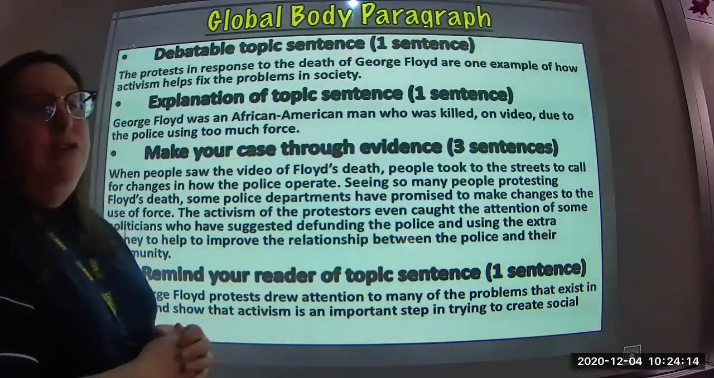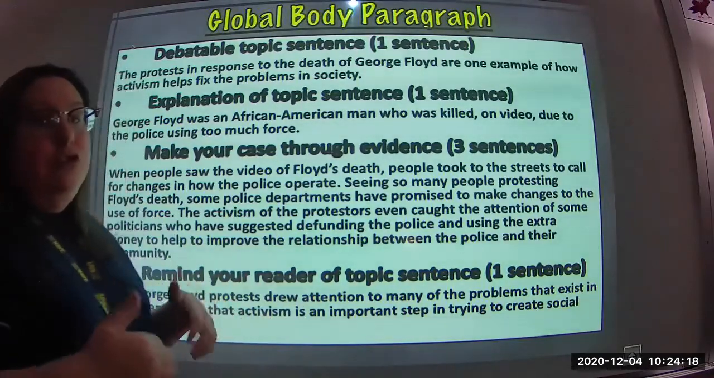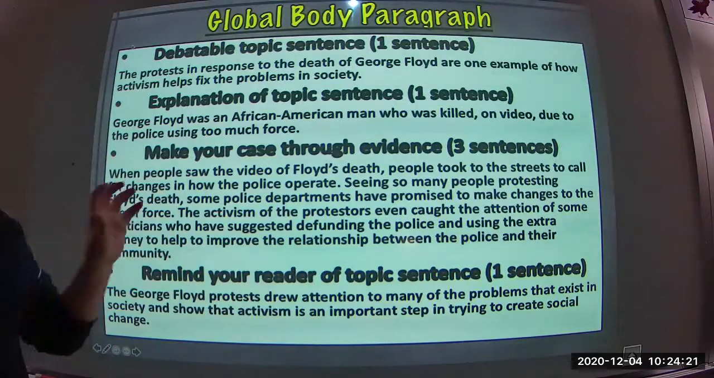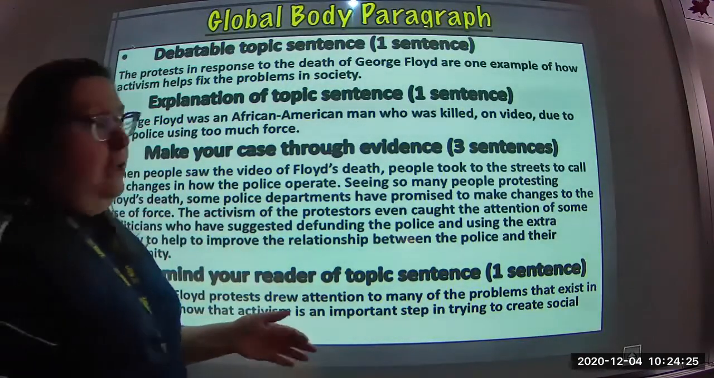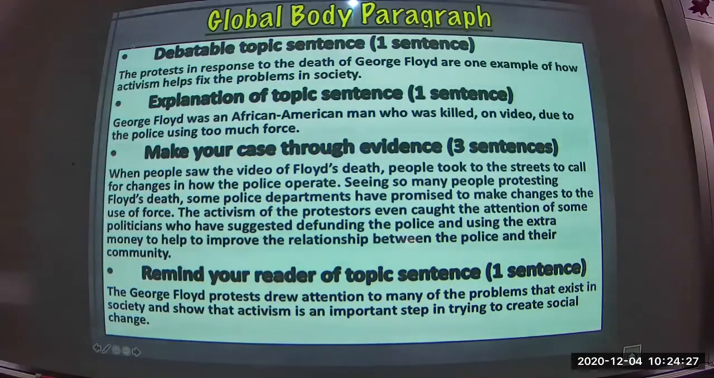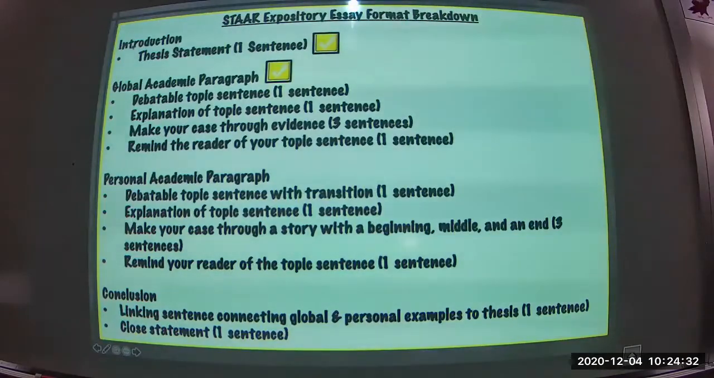This shows the people that are reading your essay that you really understand what you're talking about. You're showing outside evidence, right? So this one might probably be a little bit harder because you do have to think outside of yourself. Okay, and that's what it looks like all together. And now we both have our introduction and our global paragraph.